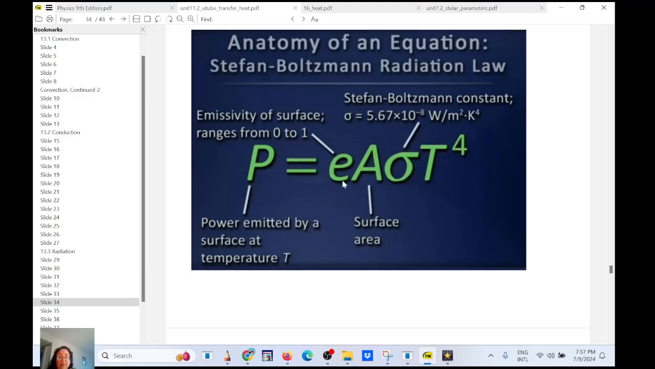So here you have the term that we use. That will be the Boltzmann constant. That will be the power emitted by a surface at a temperature T.